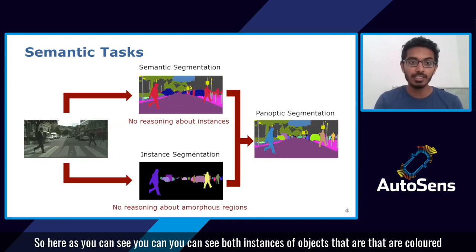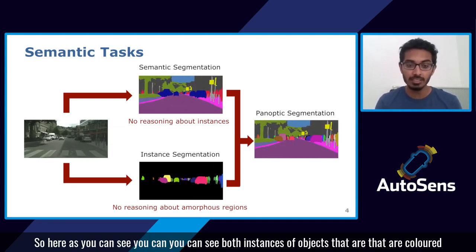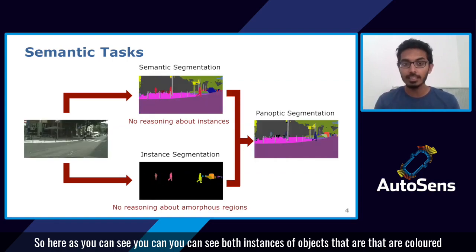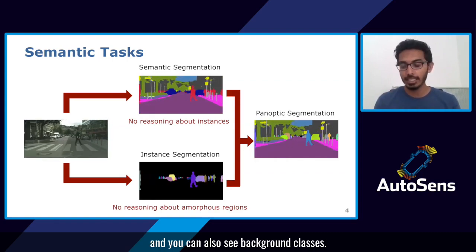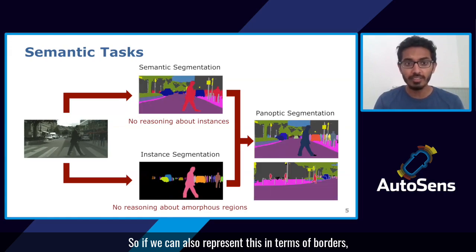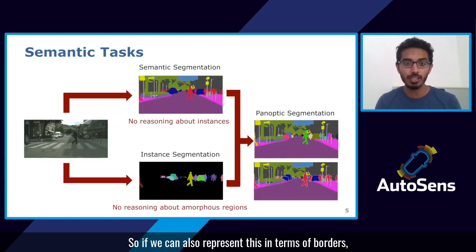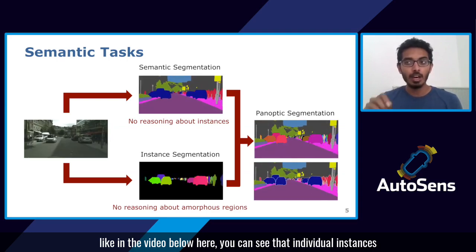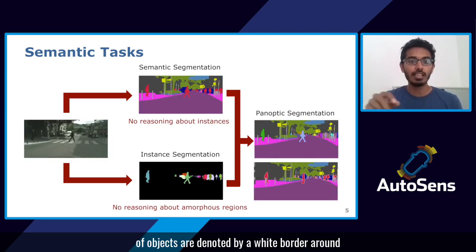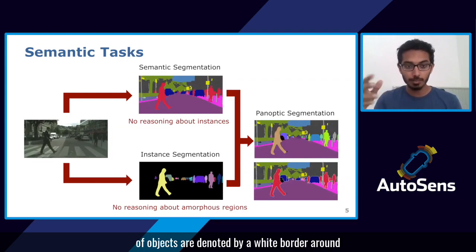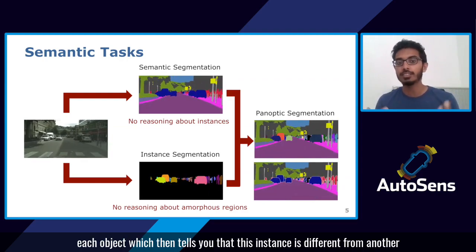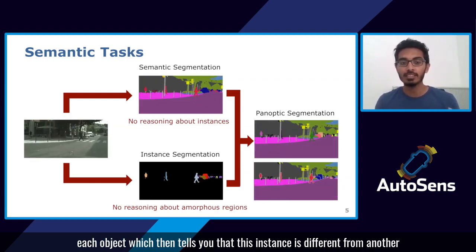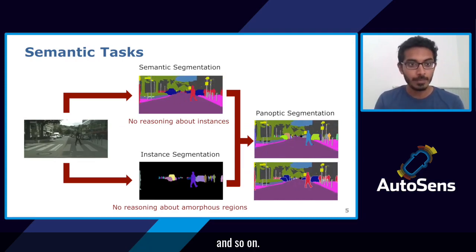So here, as you can see, you can see both instances of objects that are colored, and you can also see background classes. We can also represent this in terms of borders, like in the video below. Here you can see that individual instances of objects are denoted by a white border around each object, which then tells you that this instance is different from another, and so on.